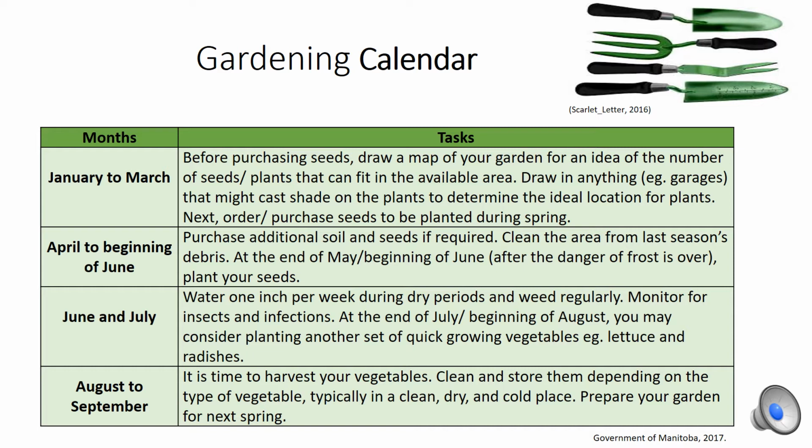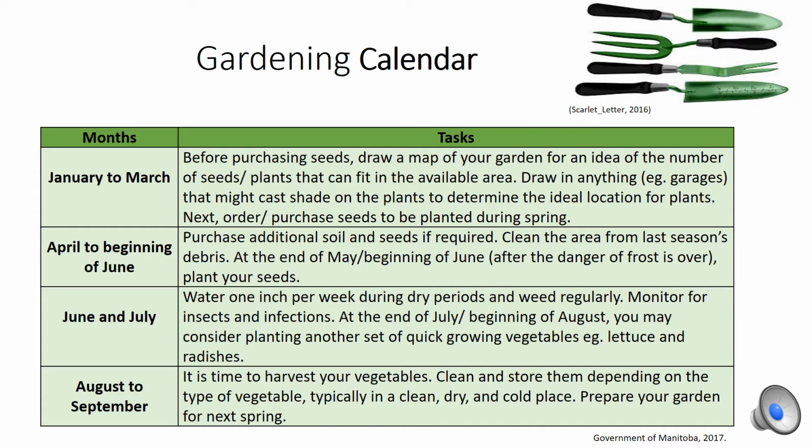Then, from April to the beginning of June, purchase additional soil and seeds if required. Clean the area from last season's debris, and at the end of May or beginning of June, after the danger of frost is over, then you can plant your seeds. In June and July, water 1 inch per week during dry periods and weed regularly. Monitor for insects and infections.